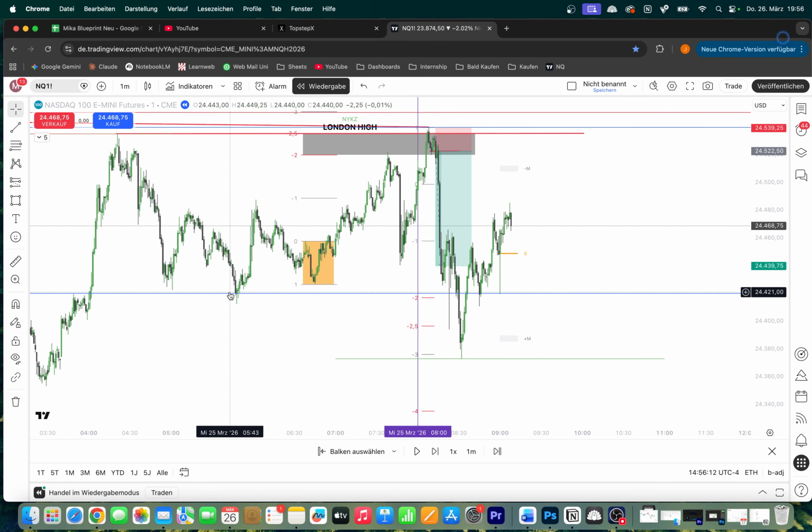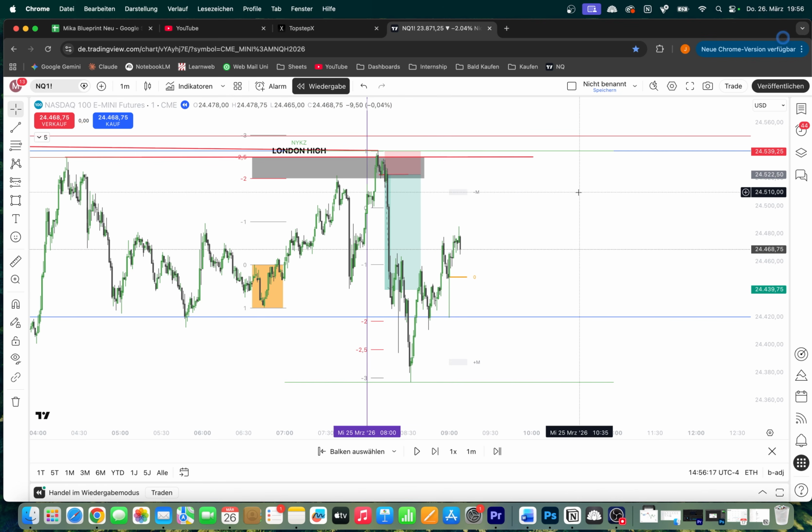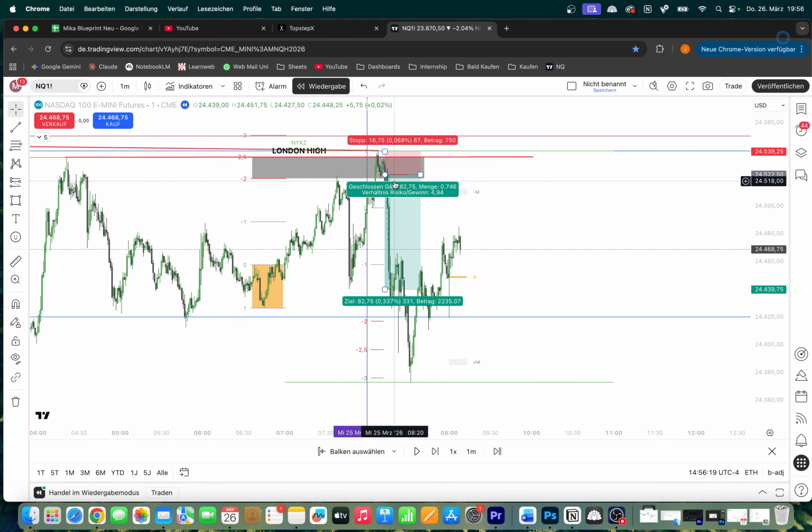This low here could also have been a potential target, but at the moment I like to get out really fast. This was a really quick trade, I think only about 3 minutes or something like this.